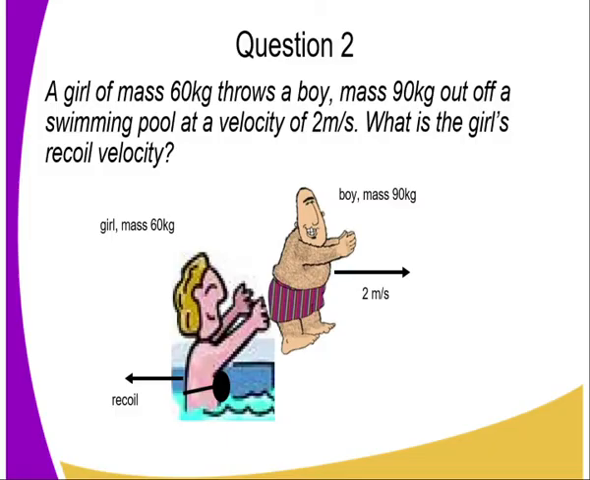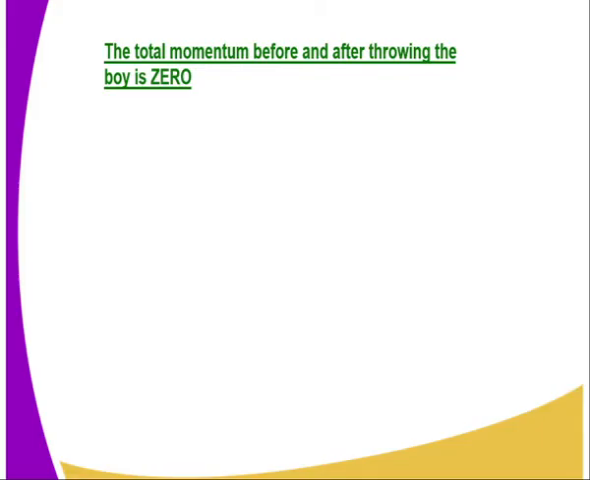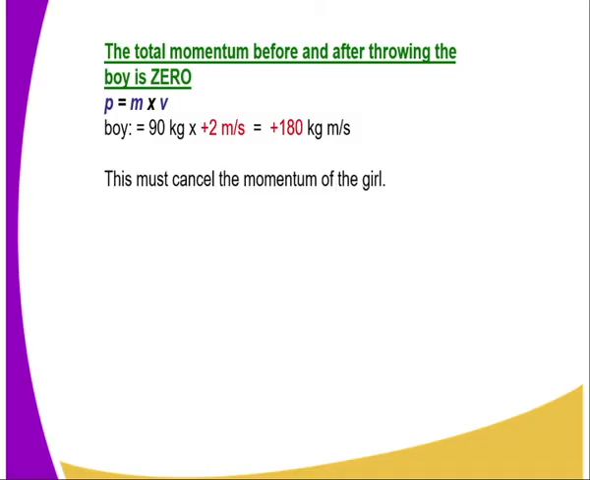So how do we get to solve this? Remember that the total momentum before and after throwing the boy is zero. So momentum is given by mass times velocity. The boy's momentum is therefore 90 kilogram multiplied by positive 2 meters per second, which gives us positive 180 kilogram meters per second. The positive sign in this case shows the direction. This must cancel out the momentum of the girl, and therefore the momentum of the girl must be 180 kilogram meters per second.